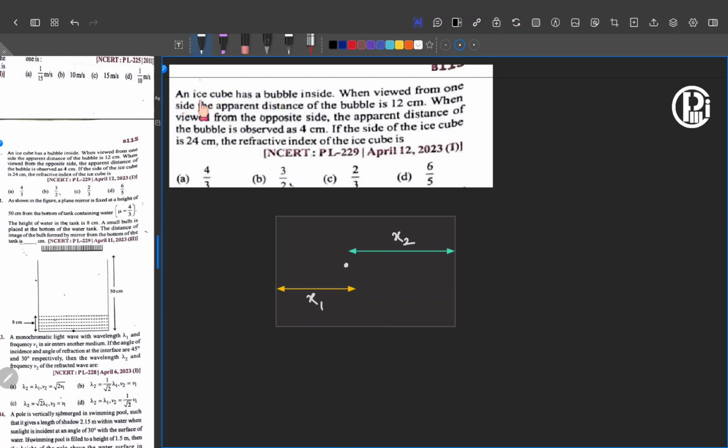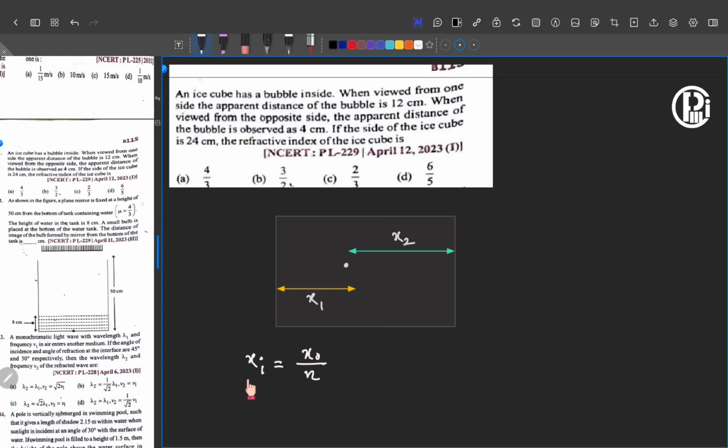Again the question: an ice cube has a bubble inside it. When viewed from one side, the apparent distance of the bubble is 12 centimeter. Now actually the bubble is here, but when we look, it seems to be at 12 centimeter. Now we are the observer and this bubble will be like the object. Now the object is in a denser medium. I already explained, when the object is in a denser medium, what is the apparent depth formula? Revise it please. Apparent depth, or xi, is equal to xo by n, right?